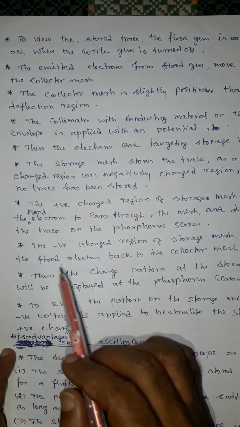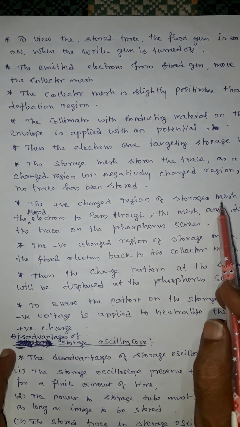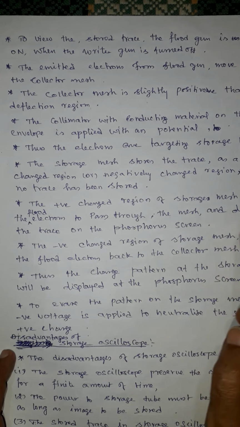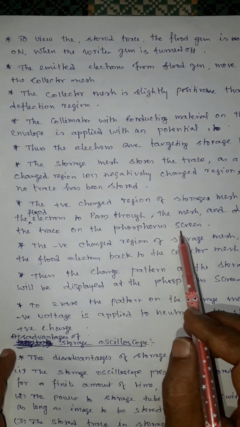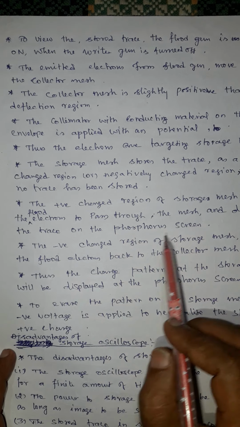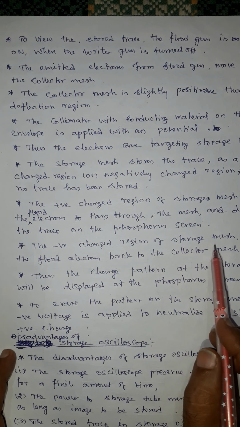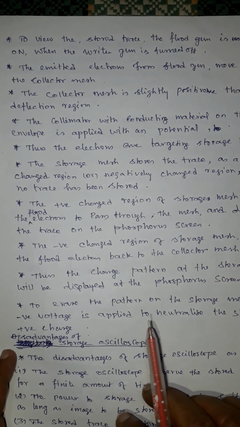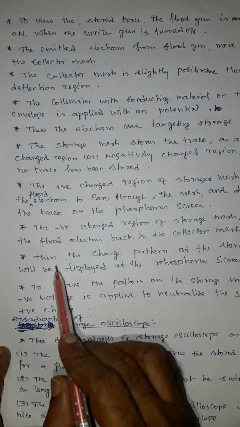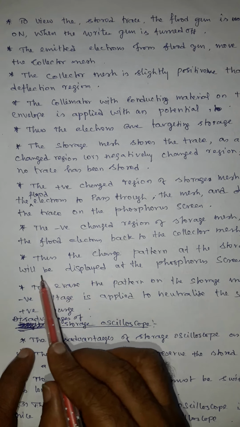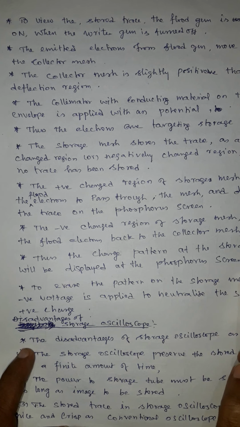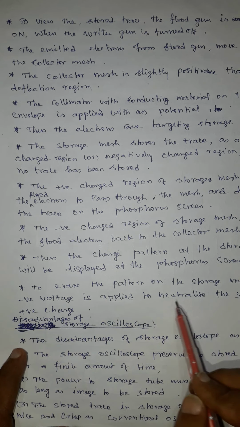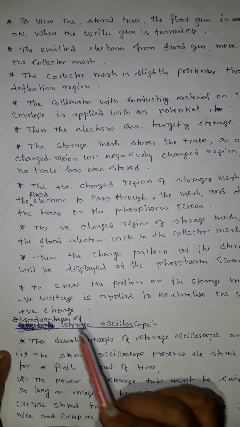The positively charged region of the storage mesh allows the flood electrons to pass through the mesh and display the trace on the phosphorus screen. The negatively charged region of the storage mesh repels the flood electrons back to the collector mesh. Thus, the charge pattern at the storage mesh is displayed at the phosphorus screen. To erase the positive pattern on the storage mesh, a negative voltage is applied to neutralize the stored positive charge.